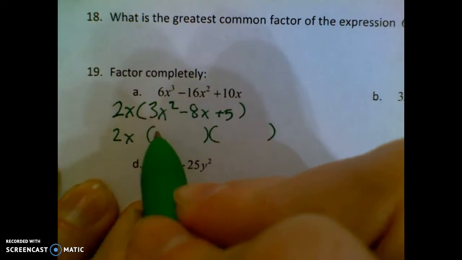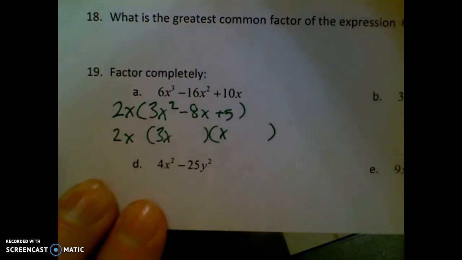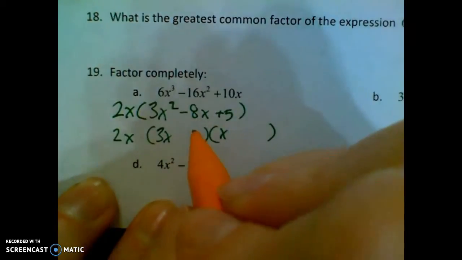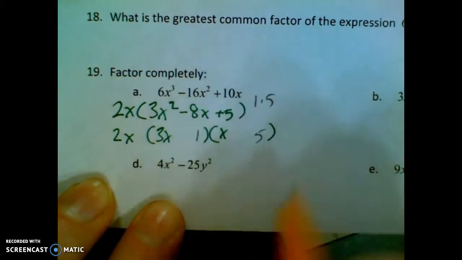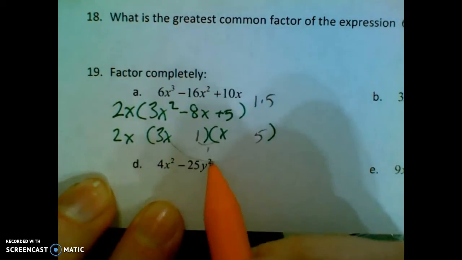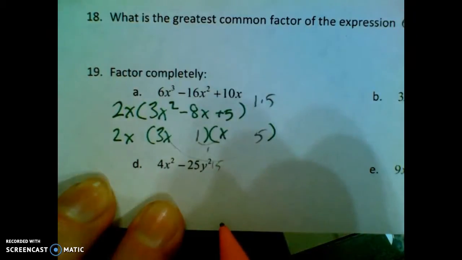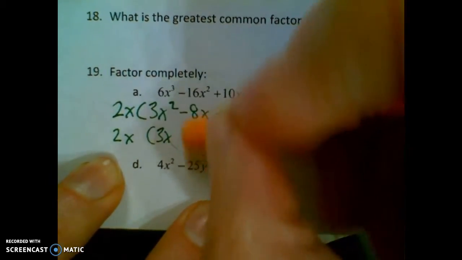The only way to get 3x squared is a 3x and an x. And then I'm just going to use my pencil, and if I get it wrong, I'll just fix it. So how do you get a 5? Well, it's 1 times 5, so I'm just going to try 1 and a 5. Check your inner product. I get a 1. Outer product, 15. There's no way to make 1 and 15 give me an 8. So I've clearly chosen the wrong thing first, which is okay.